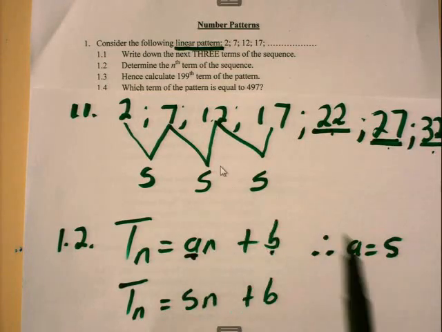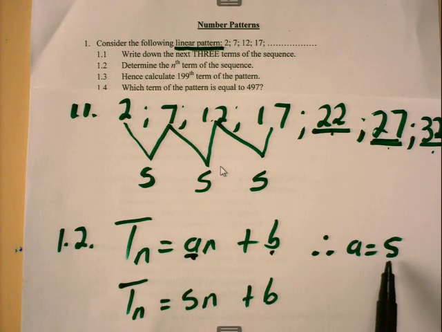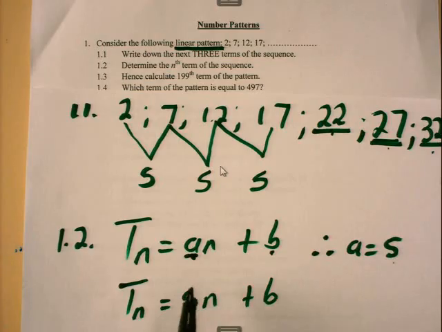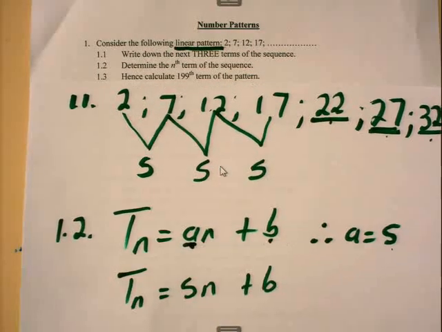Fortunately, we already have the value of a because a is the common difference. a is the first difference. So the common difference is 5. Substitute a by 5: 5n plus b. So the question is, how do we determine the value of b? I hope you still remember. How do we determine the value of b?